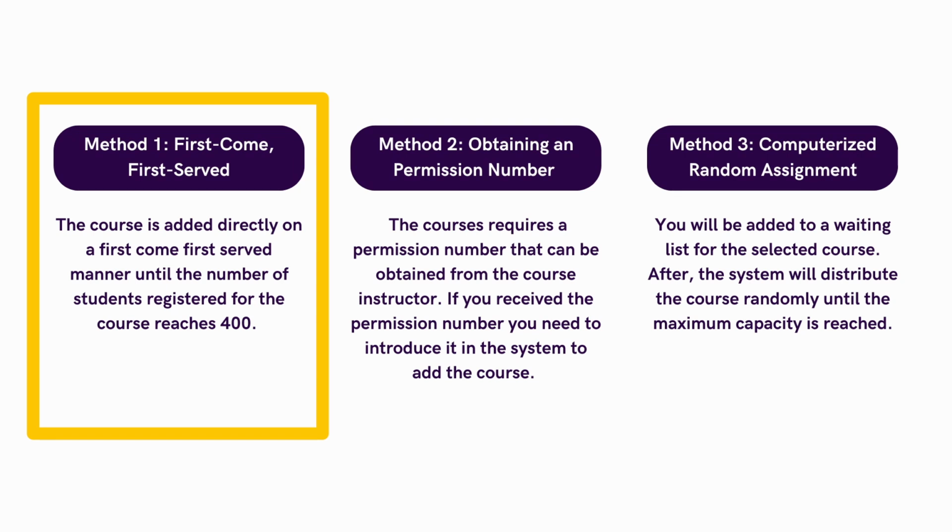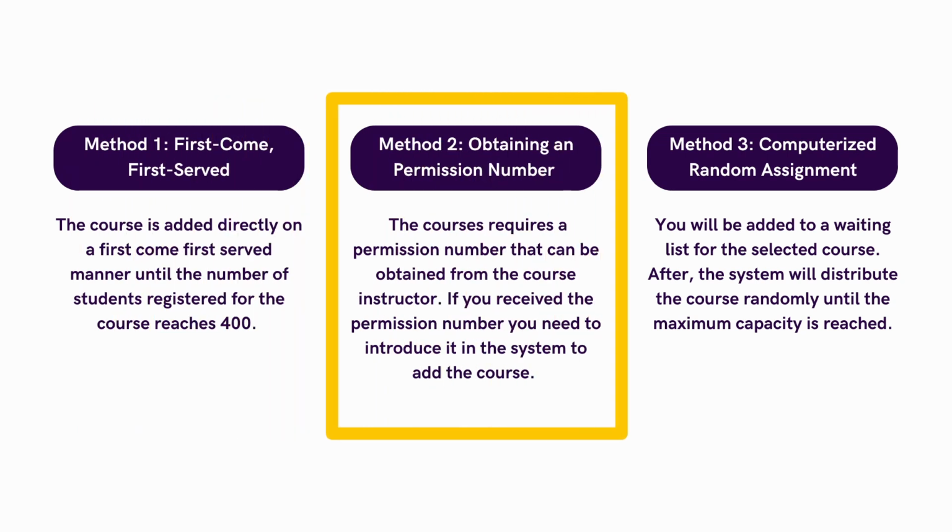Classes that use method 2 require a permission number that can be obtained from the course instructor. Different professors have different ways to distribute them. Sometimes they will do a lottery with your student ID in class, or they could ask you to do an assignment first. It will vary from class to class. Remember to enter your permission number on the system once you get it.